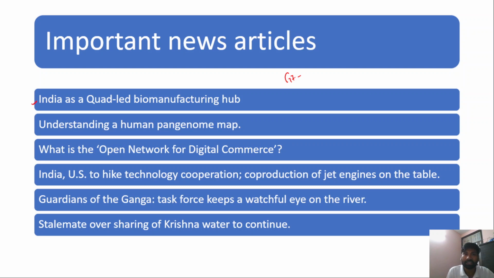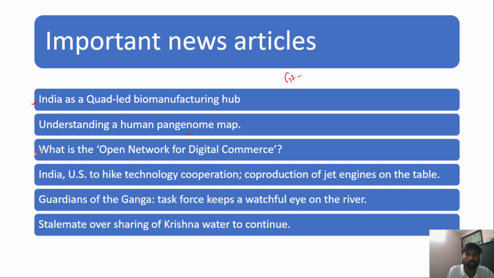The next article is with respect to the pan genome map. We also discussed several times the genome project, the human genome project or the India genome project. In similar lines, the pan genome map was also discussed, and we will try to understand what a pan genome map is and what its applications are.